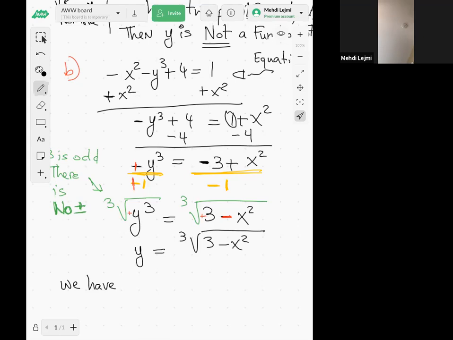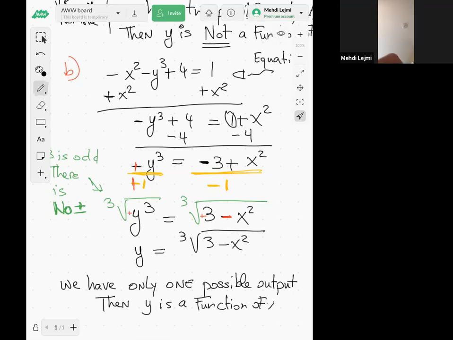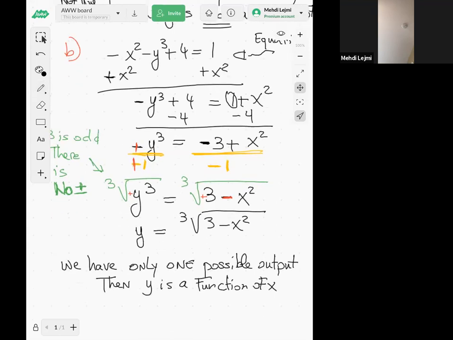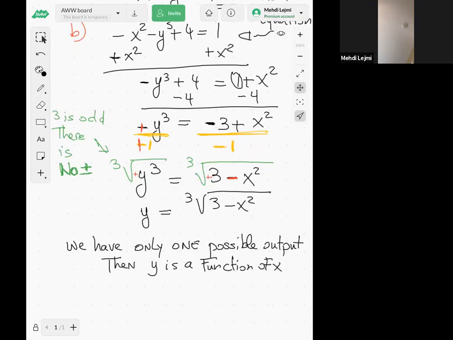So we have only one possible output. So then y is a function of x. Oh yeah, sure. Yeah, Raktim, you're right. Yeah, it could be decimal, of course. Yeah, for sure. Yeah, so that's for number B.